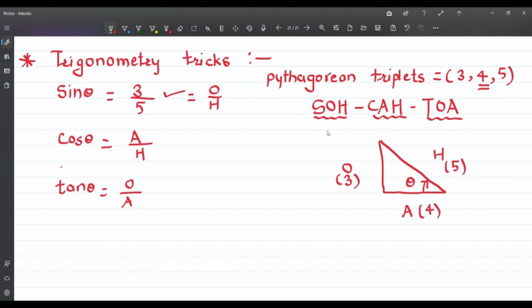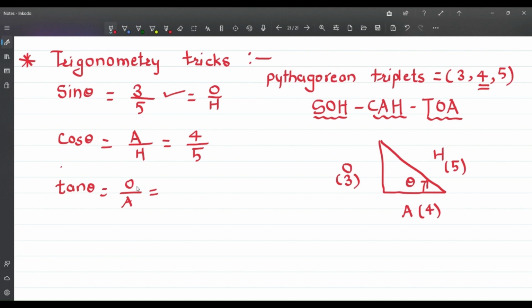Now, we have all three sides. By this, we can find cos theta. Cos is equal to A divided by H. We just have to find A. A is 4 divided by H. H is 5. So, easily we can find cos theta.